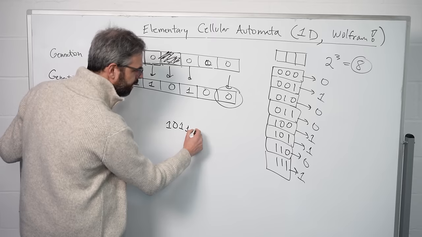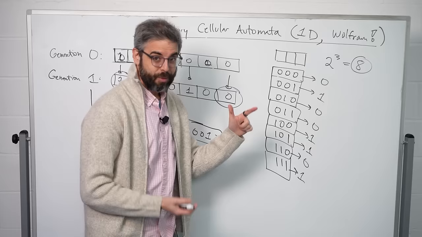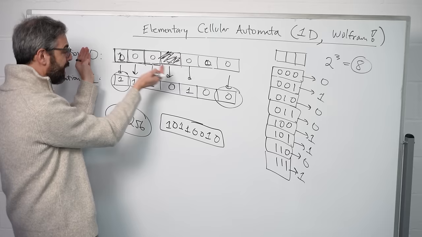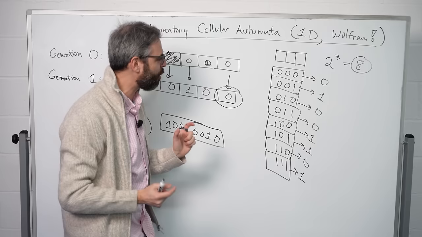This is an 8-bit binary number. 2 to the 8th power is 256. That's why there are 256 possible rule sets. Remember, it's a little confusing because there's zeros and ones everywhere. The state values are zeros and ones. The elementary CA could be 100 cells long, 1,000 cells long, infinitely long. But a neighborhood is only 3 cells, meaning there are only 8 possible neighborhoods.